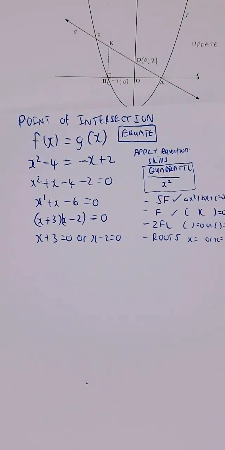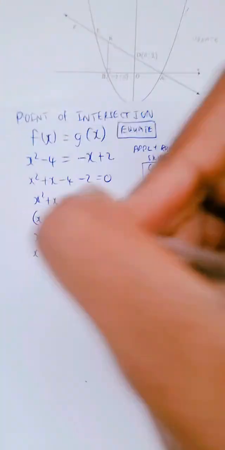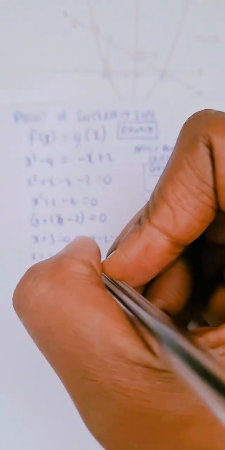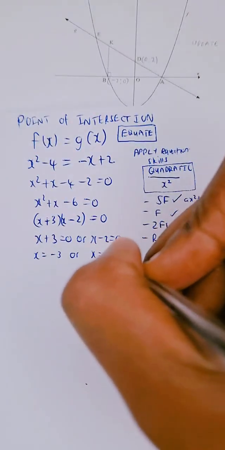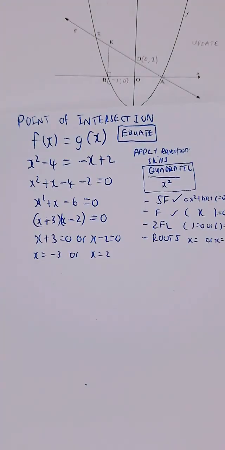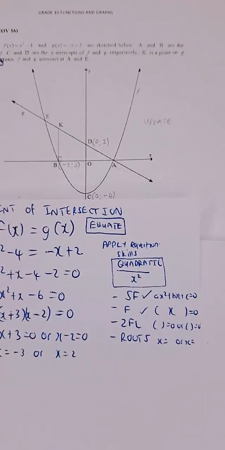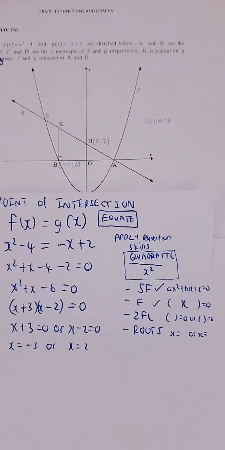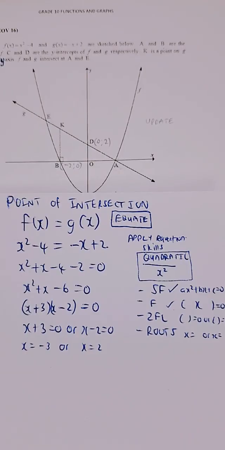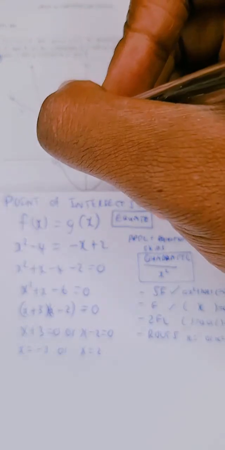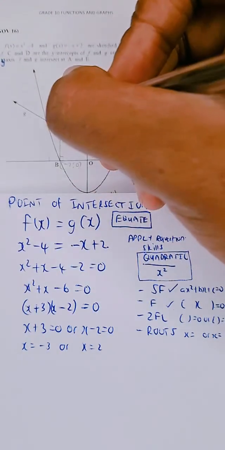Take each bracket, equate to 0, then we solve each individual linear equation, thus getting what we call our roots. Take the 3 over, negative 3. Take the negative 2 over, positive 2. That is our x values. These x values represent where the 2 functions intersect. So that means one of the x values is a representation of E.